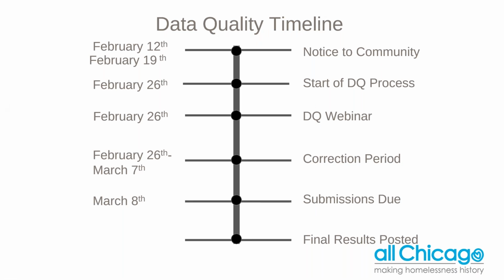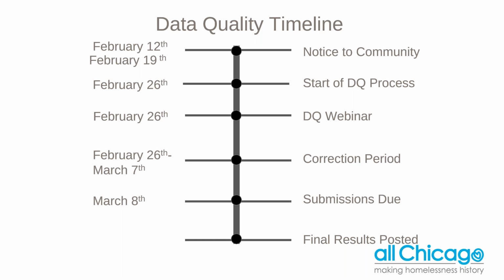Okay, so to quickly go through the timeline, we sent out notifications to go over when the data quality process was going to start. Today is the first day of the data quality process. We're in the webinar currently. So between today and March 7th is the correction period. Again, this is the time where you're going to be able to make those corrections in HMIS and then on the following day, be able to generate a report of those changes.